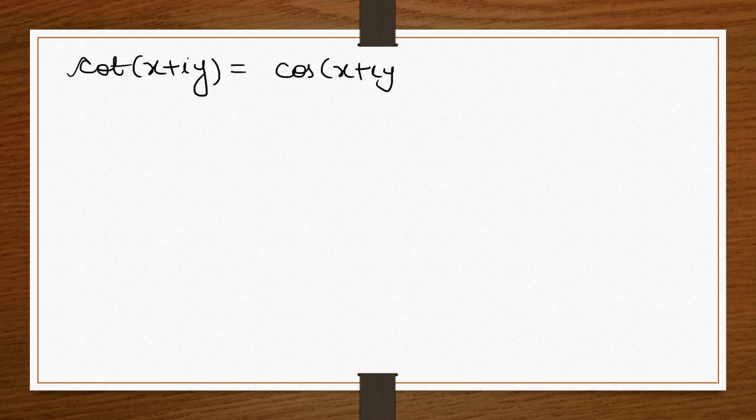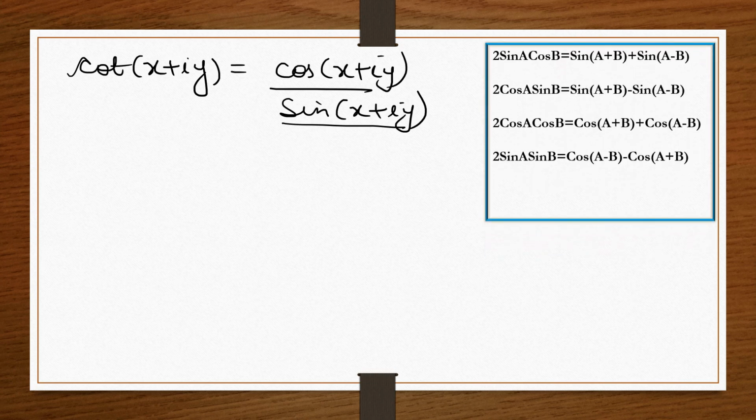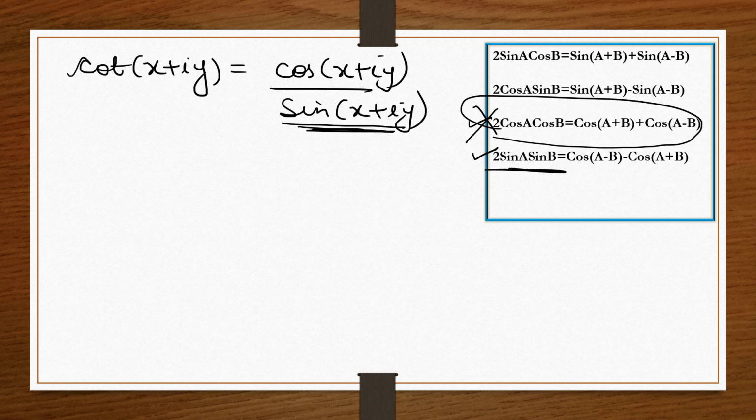Okay class, so next is cot(x plus iota y). So can I write this as cos(x plus iota y) over sin(x plus iota y)? Yes. Now we have to convert the denominator in such a way that we do not have iota in the denominator. I have used some formulas in the previous slides. So I have to convert the denominator either in this form or in this form. We already have sine here, so we cannot convert it to this form. We have to convert it to the fourth one.